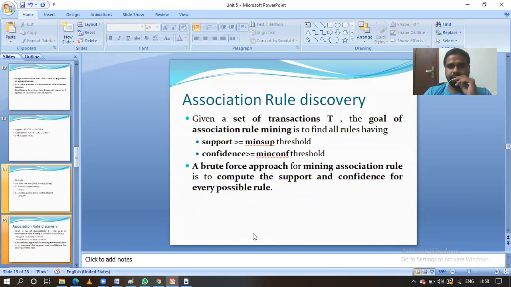Try to understand this point, guys. For association rule mining we have to use these two measures. There is a particular approach, the brute force approach, for association rule mining. We have to compute the support and confidence for each and every possible rule.